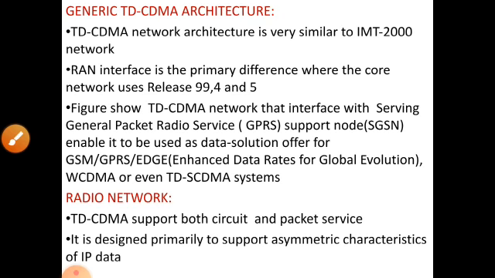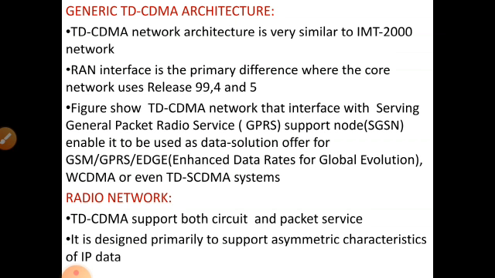Next we are going to see the generic TD-CDMA architecture in detail. This TD-CDMA network architecture is somewhat similar to the International Mobile Telecommunication 2000 network. In the TD-CDMA structure, the most important term is RAN, that is nothing but the radio access network. This RAN interface is the primary difference when compared with IMT 2000. This RAN interface has a core network, which is based upon the version number of release 99, a version number of IMT 2000.